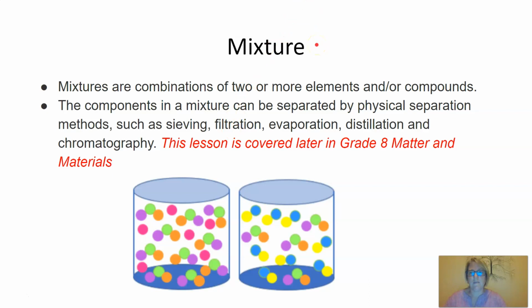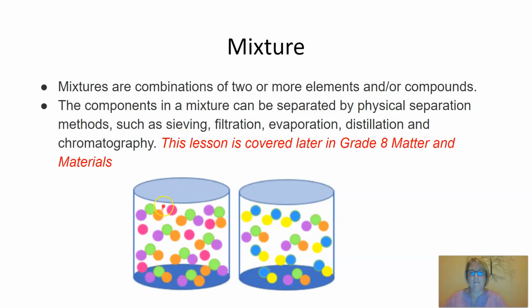So what is a mixture? Mixtures are combinations of two or more elements and or compounds. The components in a mixture can be separated by physical separation methods such as sieving, filtration, evaporation, distillation, and chromatography. And this lesson is going to be covered later on in grade 8 matter and materials, and some of you might have touched on it in grade 7.